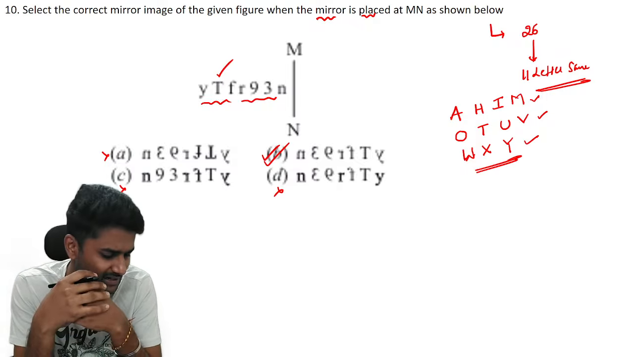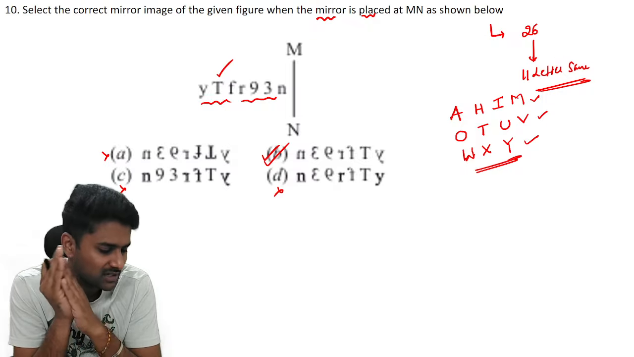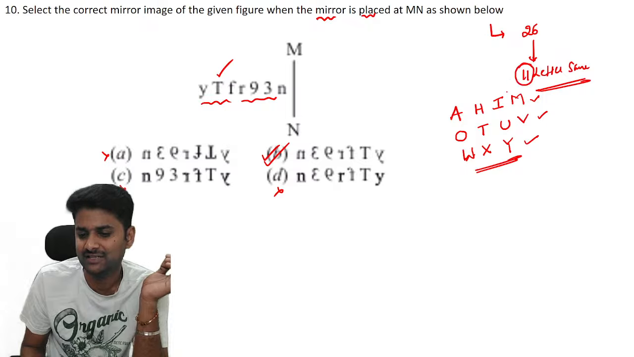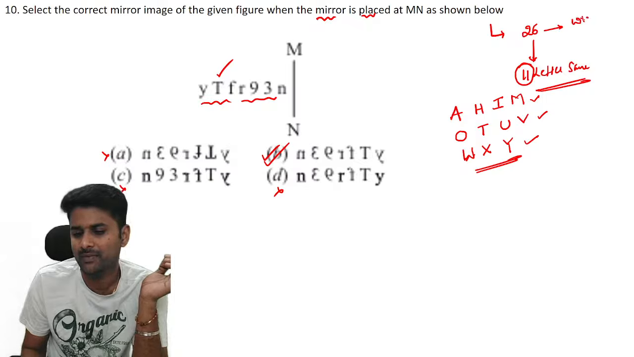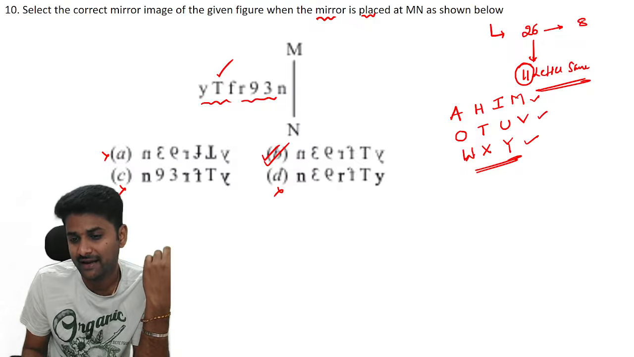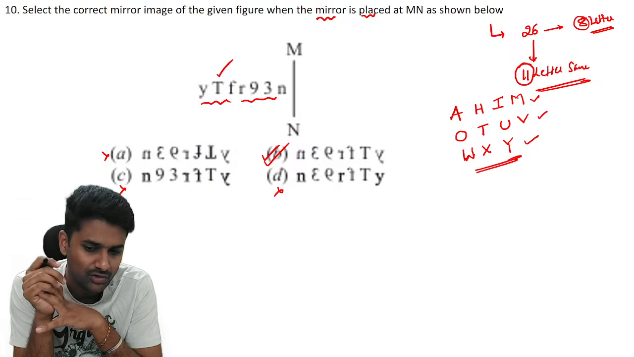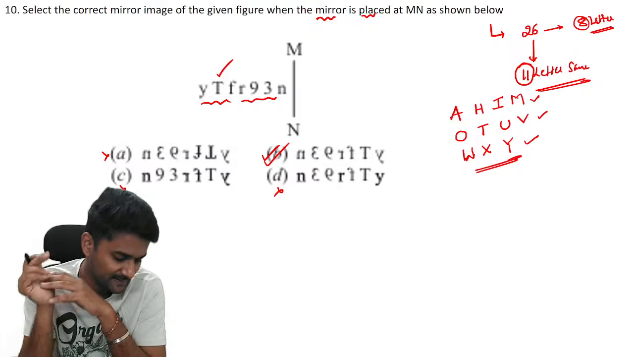You can expect a direct question. In English alphabet, how many letters are same in the mirror? Just remember that 11 letters are same in the mirror. In the same way, out of 26 letters, how many letters are same in water? 8 letters. Just remember these two numbers, you can expect a direct question. 8 letters are same in water, 11 letters are same in mirror. Clear?